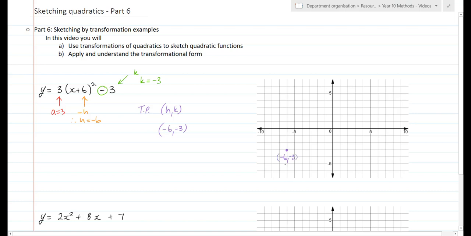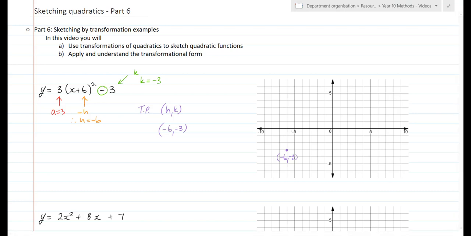a is positive, so I know that this function goes upwards. It's a smiley face quadratic. But a is 3. Now here's the interesting thing about a. If a is 1, a standard quadratic has the special property that as you go along 1, you go up 1 in the first instance. As you go along 2, you go up 4. It's a quadratic, so you move along 2, you go up 2 squared. As you go along 3, you go up 9.